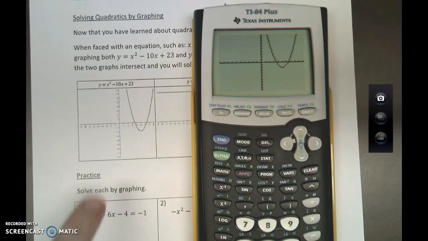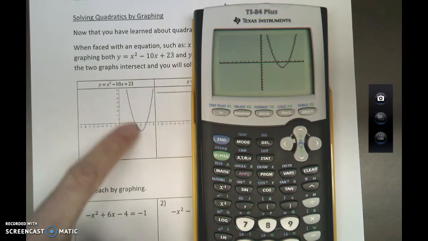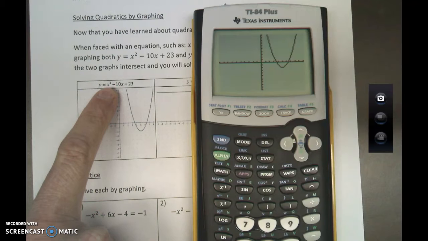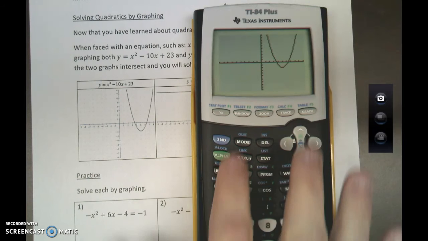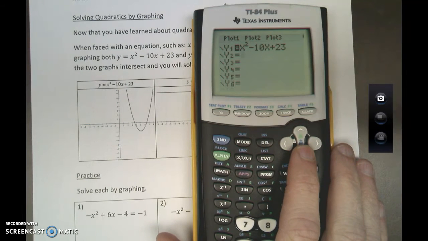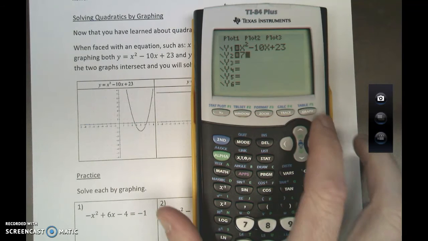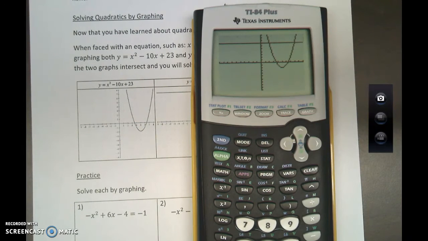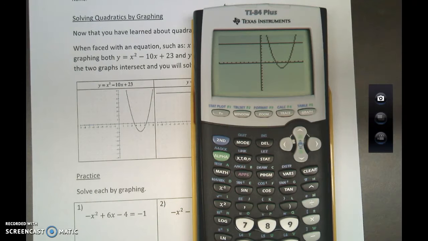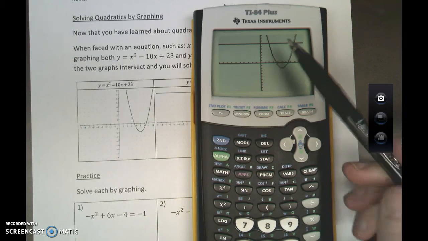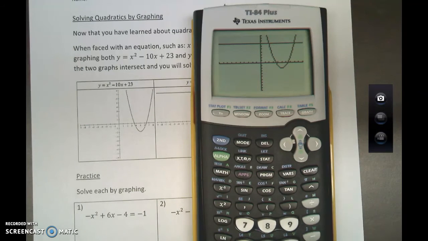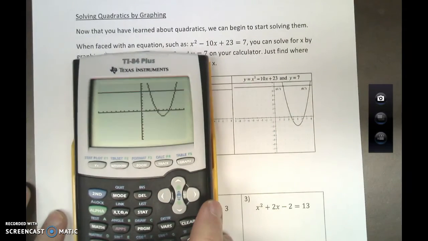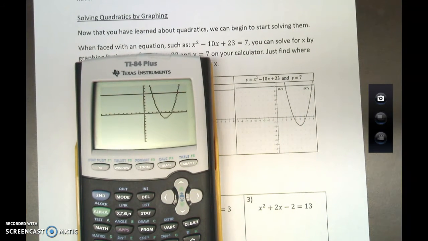Alright, so that's the graph of that quadratic. The quadratic gives us the parabola shape, and we know it's quadratic because it has the x squared, the exponent of 2. Now let's graph the other side of the equation, the 7. So we're just going to graph y equals 7, and let's see what happens. So y equals 7 is that horizontal line that goes across. So that we can find the solution for this graph where the two lines are intersecting. So this is intersecting at this point, and it's intersecting at this point. And we can see that on the graph on our calculator as well as on the graph on the paper.